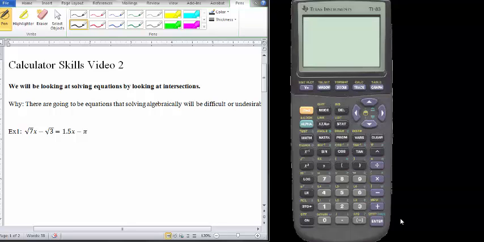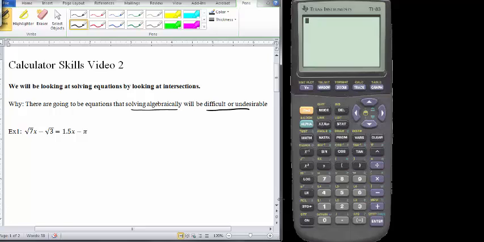And you think, why do we need to solve equations using the calculator? Can't we just combine the like terms and get x by itself? And sometimes that works, often that works, but in some cases that is not the most efficient way of solving. So why are we doing this is because there's going to be equations that solving them algebraically will be either difficult or undesirable. Okay, so that's a possibility.